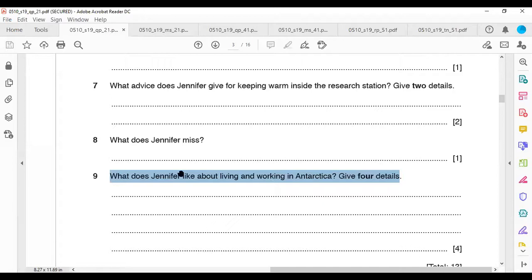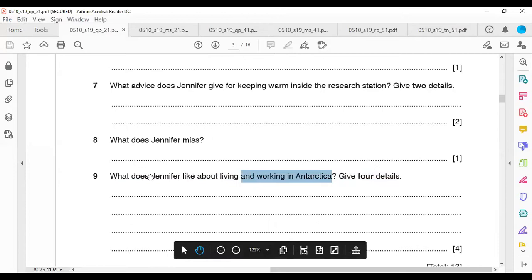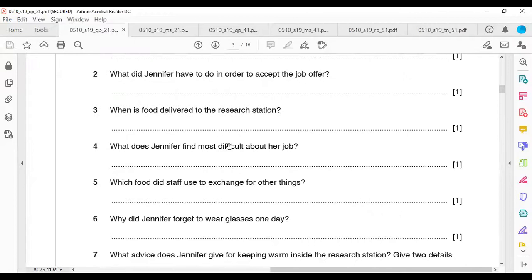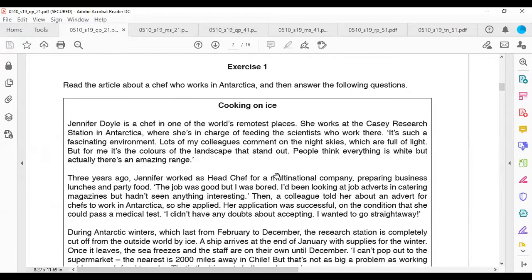What does she like about living and working there? Living and working, and like. So anything of such language, something she might enjoy, something she might be interested in, something she's happy with, so anything with similar meaning would be part of such details. So remember to read the last question together with question one or before it, and then you can scan the text to find the relevant information. Am I clear?